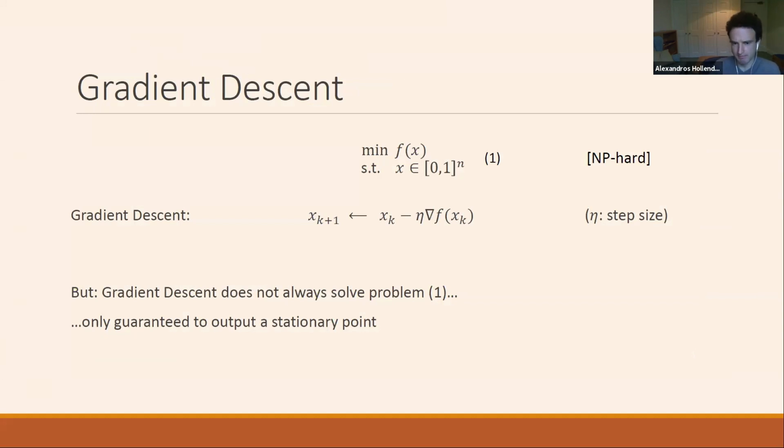So what that means is that gradient descent is not guaranteed to output a minimum of this optimization problem. It outputs some weaker solution concept. And the solution concept is essentially this, a stationary point. And so the question we ask in this project, is there a question?